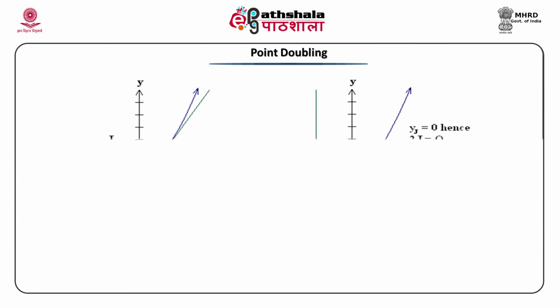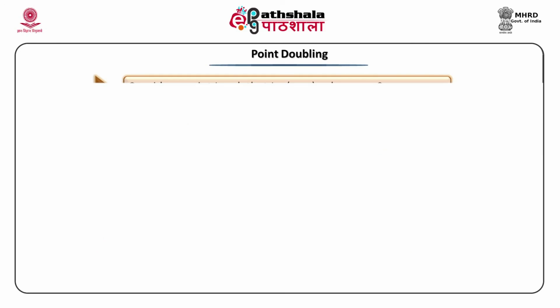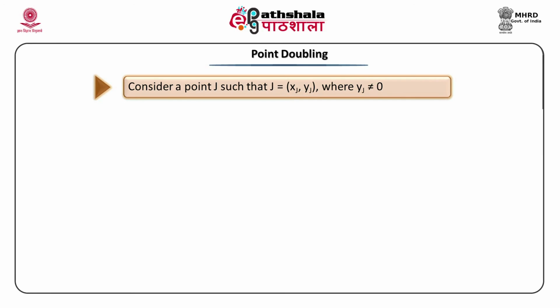How point doubling is achieved, that we can see through the graph. You are given j, 2j becomes L, and if yj is equal to 0, then doubling the point will give you O, that is, O is the point at infinity. Point doubling: consider a point j such that j is equal to xj, yj, where yj is not equal to 0, because if it is 0, doubling does not help.